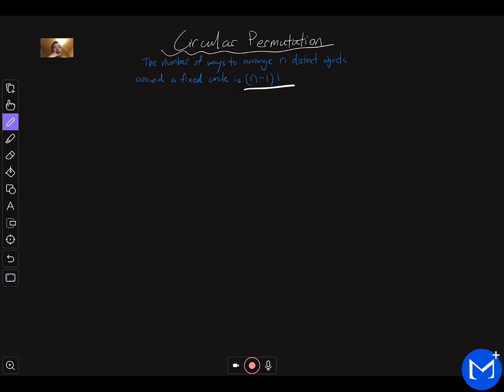Okay, so let's talk about the case where there's no circle. Let's say there are 4 spots and we have 4 people. Call them A, B, C, and D. The number of ways to arrange these 4 people in those 4 spots that are in the form of a line is 4 times 3 times 2 times 1, right? Quite easy, which is 4 factorial.